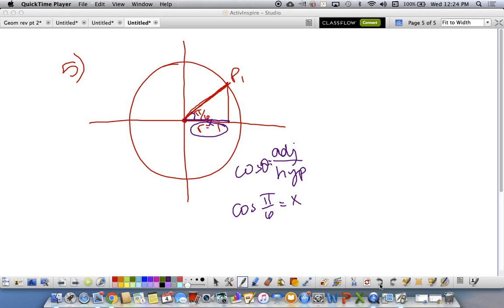Cosine pi over 6. So then what is my y value? I need you to know what cosine pi over 6 is. So pi over 6 is 30 degrees. So 30 degrees, I'm drawing my numbers. What is cosine of pi over 6? Square root of 3 over 2. There you go. And then let's do sine.